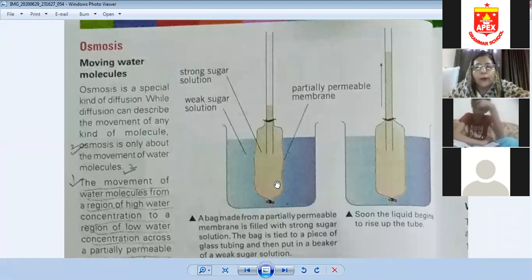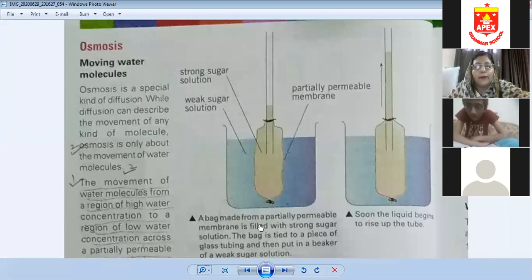If you remember your class 6 science book, you also studied how a balloon deflates after a few days, because the skin of the balloon has many tiny holes inside it. So the air began to escape. So a partially permeable membrane acts exactly like the skin of a balloon.